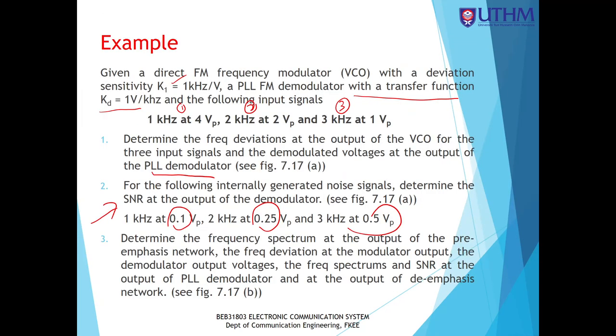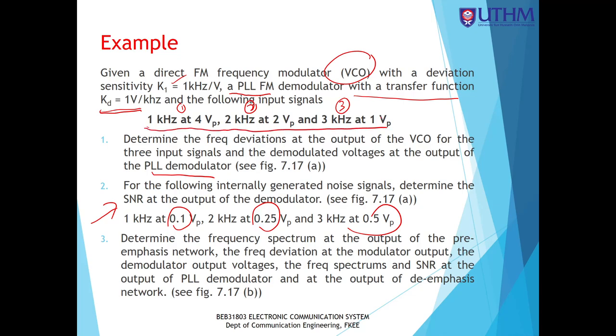Okay, so first you are given a transmitter and receiver system. The transmitter uses a VCO, voltage controlled oscillator, as the frequency modulator. You see that the VCO varies according to the voltage, with a deviation sensitivity K1 of 1 kilohertz per volt. And at the receiver side, we use a PLL FM demodulator, which has a transfer function KD of 1 volt per kilohertz. And we are given 3 input signals.